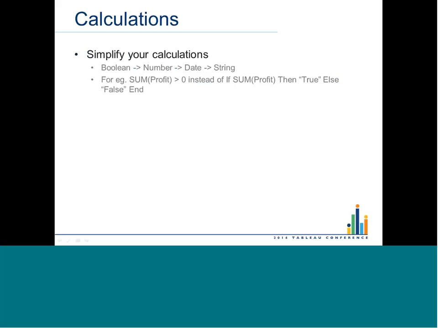So if you look at the calculations following that, most of the users tend to write calculations like if sum of profit more than 0, then true, else false. That could really be simplified as this, simply sum of profit more than 0, in which case it could be true or false and evaluated much faster than string.